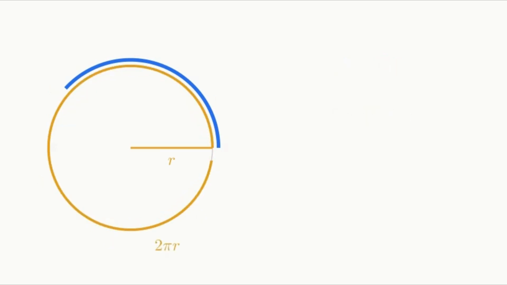If you'd rather see it algebraically, the arc is the same fraction of the circle as the angle is of a full turn. So s over 2 pi r equals theta over 2 pi. Multiply across, and watch the 2 pi's cancel. What's left is s equals r theta. Same answer, from proportions. Notice what that buys you.